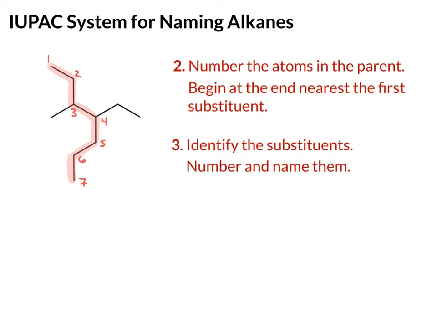Now we need to find our substituents and name them. So we have a substituent at carbon 3, and we have another substituent at carbon 4. So let's see what those are and how we name them. Let's start with carbon 3. This group at carbon 3 is a carbon with 3 hydrogens attached, and those are implied hydrogens. If you want to write out that group, you can write that it is a CH3 group on that carbon. So at carbon 3, we have a CH3.